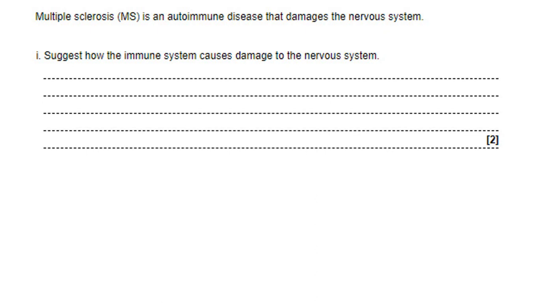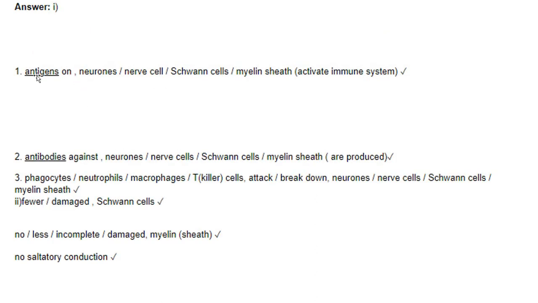So, why do we have damage of an autoimmune disease? Well, why do we attack parts of our own body? Well, the number one key point is it must have antigens inside the cell. So there must be the antigens on the neurons or the Schwann cells or the myelin sheath which activate the immune system. It could be doing it wrongly, but it does activate it. That then causes us to produce antibodies. How do we fight disease? Well, it's by antibodies, which are then going to attach to the Schwann cells. That causes phagocytes, neutrophils, macrophages or killer T cells, all these kind of words we looked at before, to break down or attack or damage these Schwann cells.